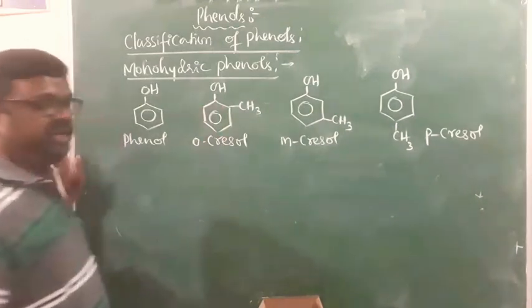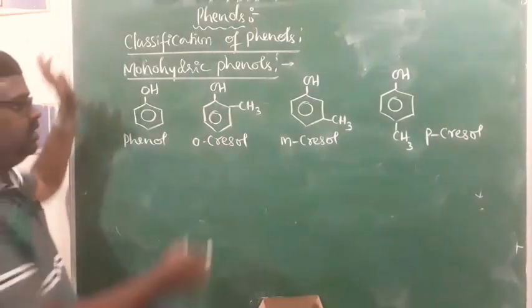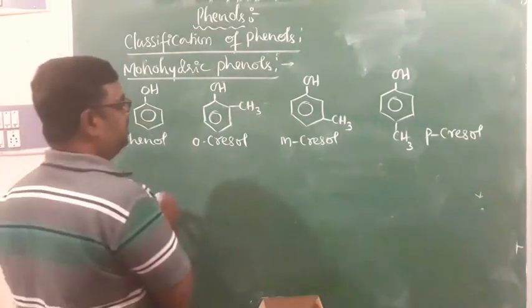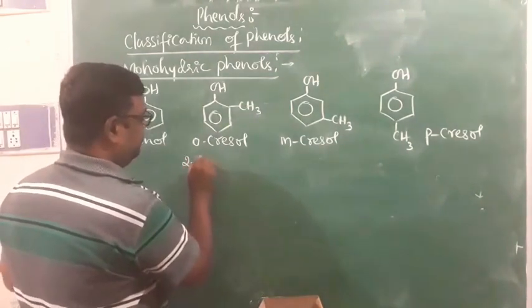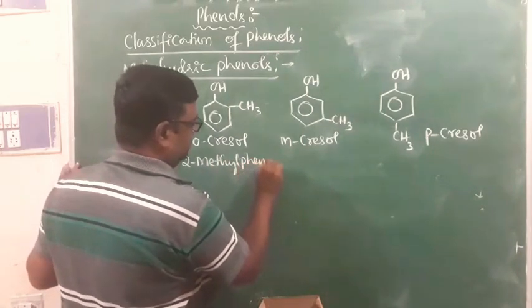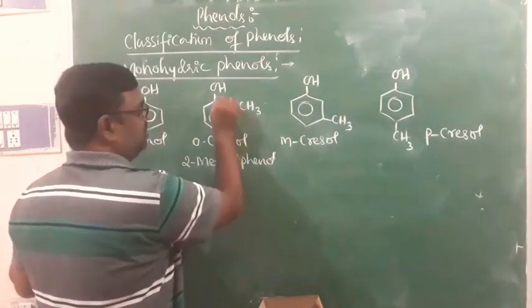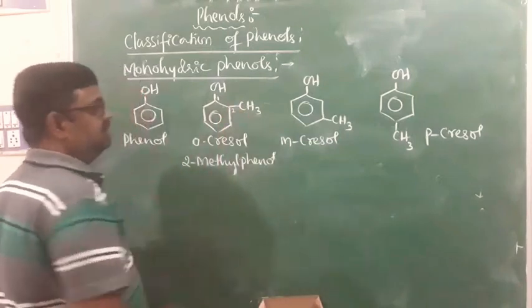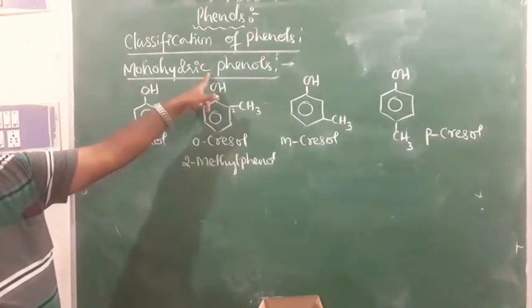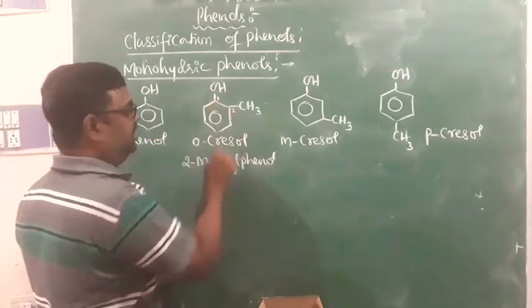What about this compound? This is orthocresol, which is the common name. But in the IUPAC system, it is 2-methylphenol. This is the IUPAC name of it. This is the first position and this is the second position, because one will be given to the carbon atom carrying the functional group, the phenolic group, and therefore it is 2-methylphenol.